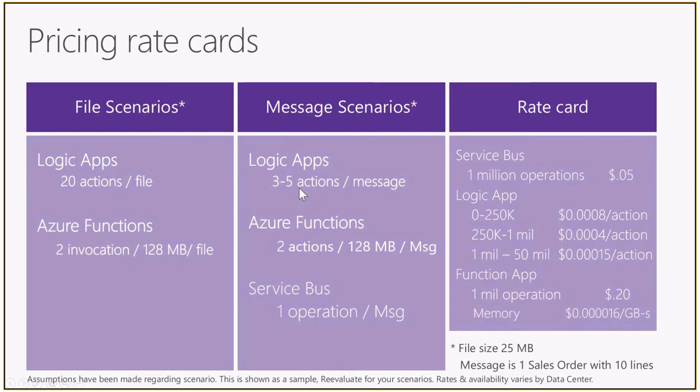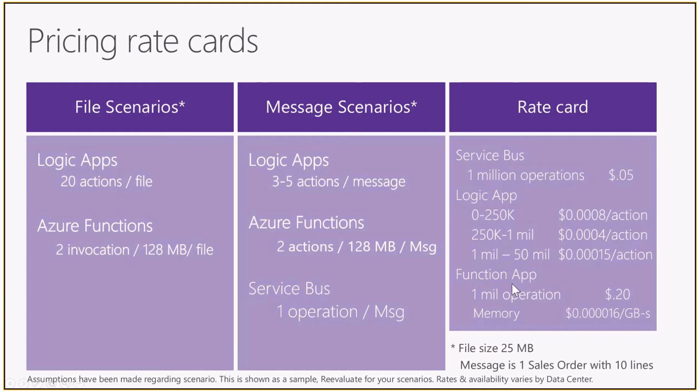For messaging scenarios, I have priced using Logic Apps, where a single message takes somewhere between 3 to 5 actions. For Azure Functions, it's a standard 2 actions. And there is an additional Service Bus operation if it is an async message. That's one operation. You can see all the rate cards here. These are some general numbers. If you do 1 million operations on Service Bus, you pay 5 cents. For Logic Apps, it is a staggered amount, and you can see that these are extremely low numbers.